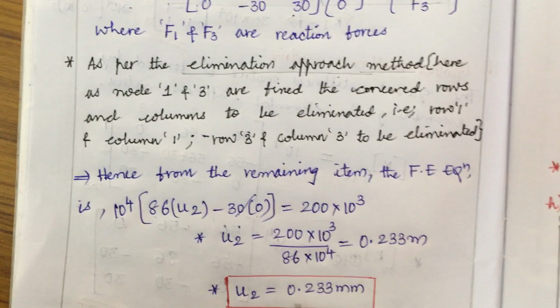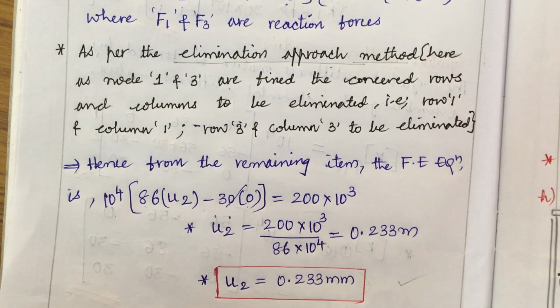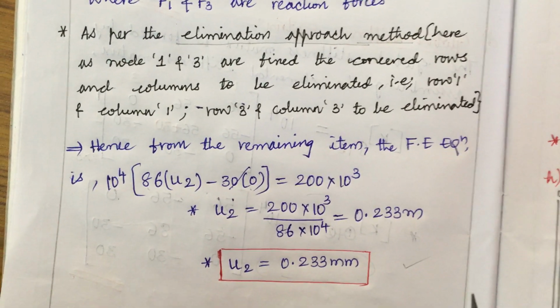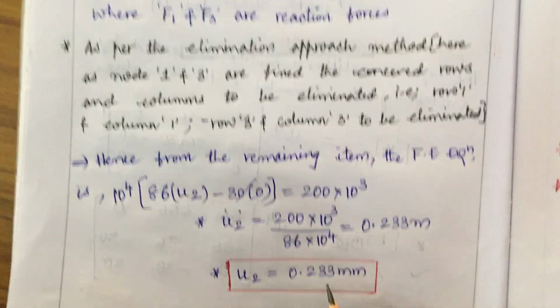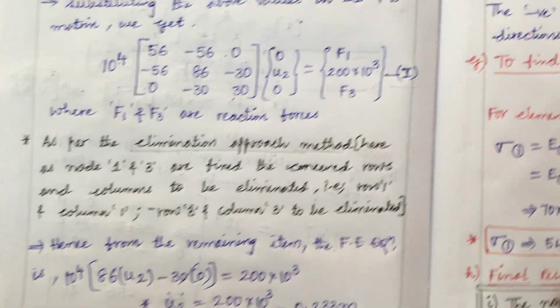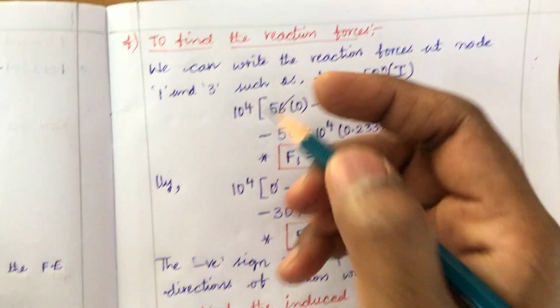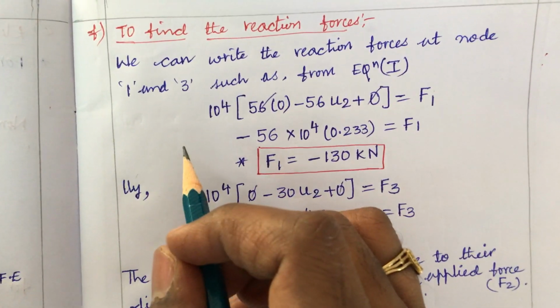So U2 is found out to be how much? 0.223 millimeter. Please do work out using the calculator. Okay, so you got the U2 displacement here as per the elimination approach method. Later, U1 and U3 are what? 0, already they are fixed.